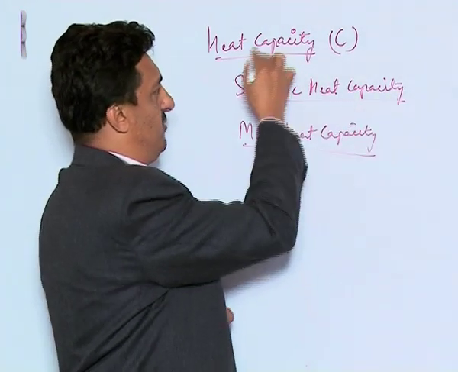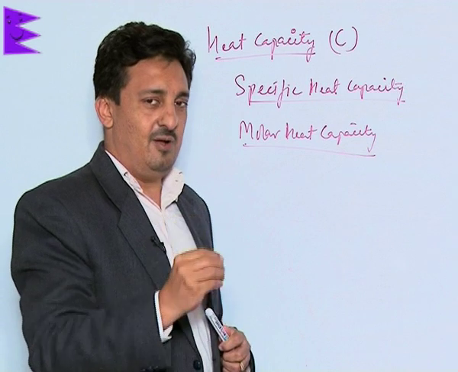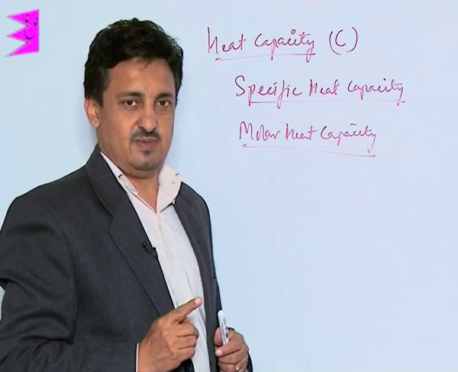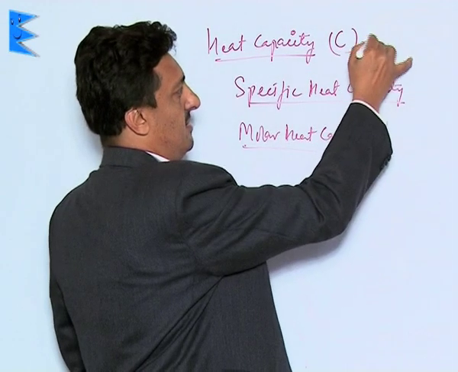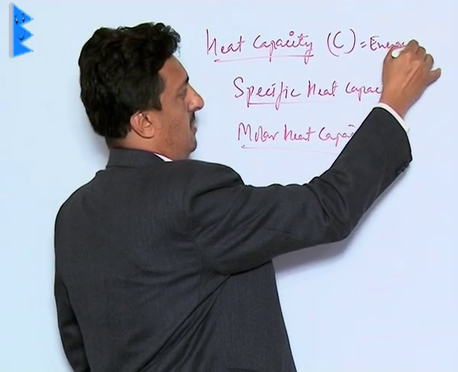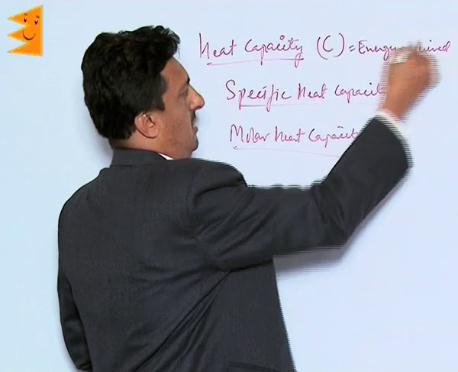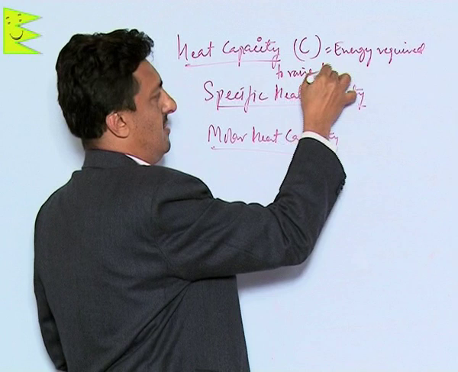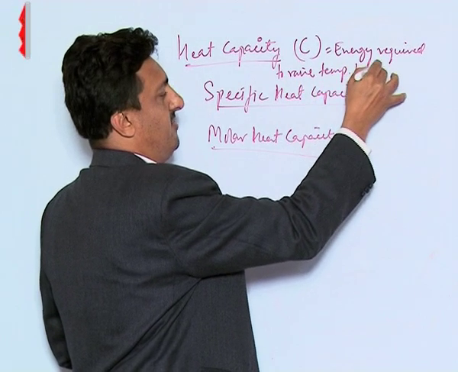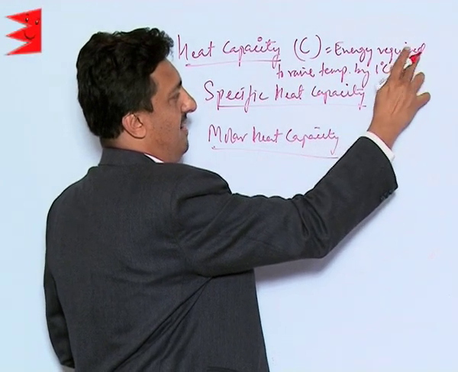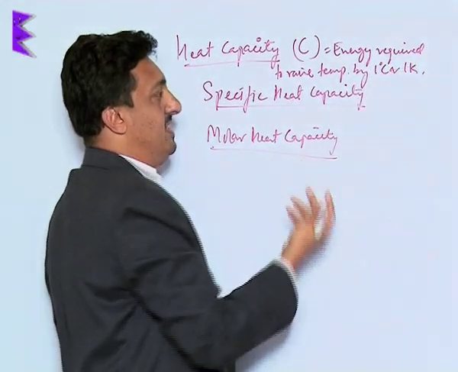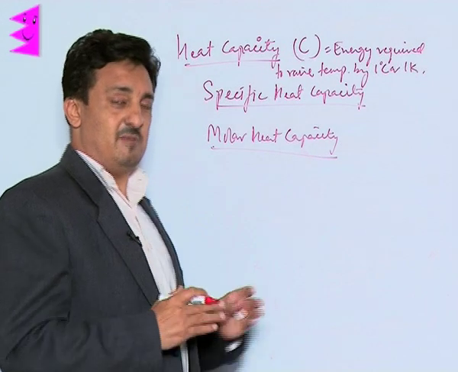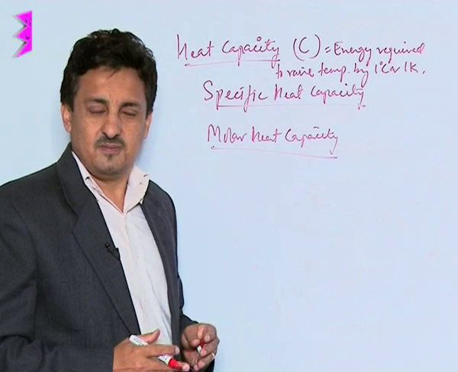Now let me describe the heat capacity. It is the amount of energy required to raise the temperature of a substance by 1 degree Celsius. So the energy required to raise the temperature by 1 degree Celsius or 1 Kelvin of any substance is called its heat capacity. But how much of the substance is taken is not defined.